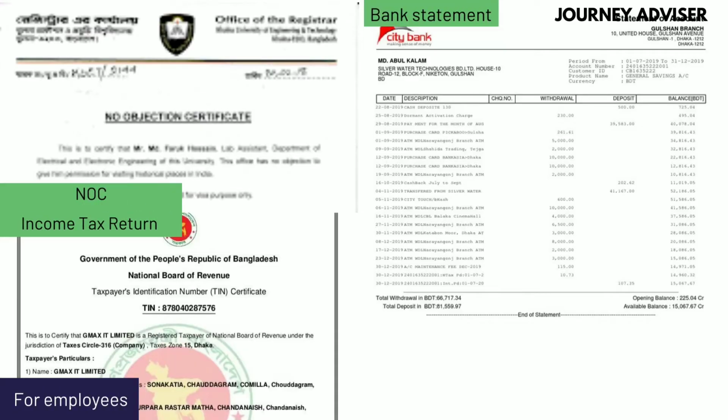For employees: 1. Employment contract. 2. Current bank statement of the latest 6 months. 3. Leave permission from the employer or no objection certificate. 4. Income tax return, ITR, form or certificate of income tax deducted at the source of salary.